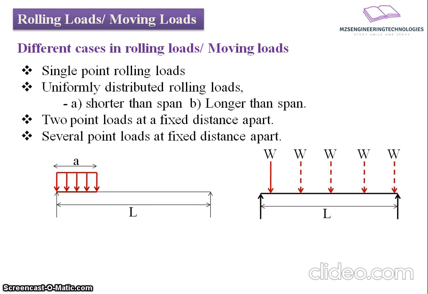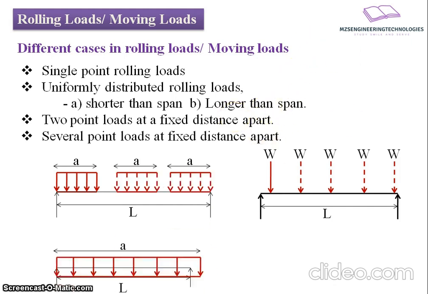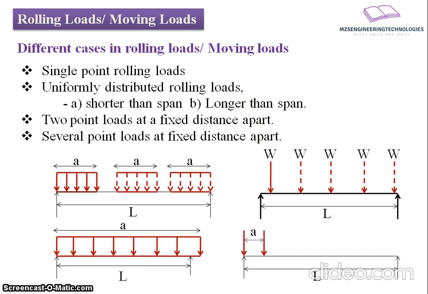When the wheelbase is larger than the span of the structure, such as a long train moving over a short span bridge, then we can term that as a UDL longer than the span of the structure. Similarly, if fixed wheel bases are there and a system of wheels representing multiple loads, then we will call them a train of loads.